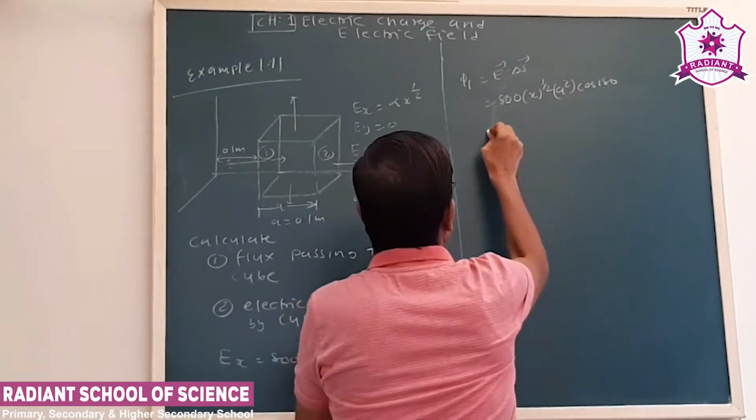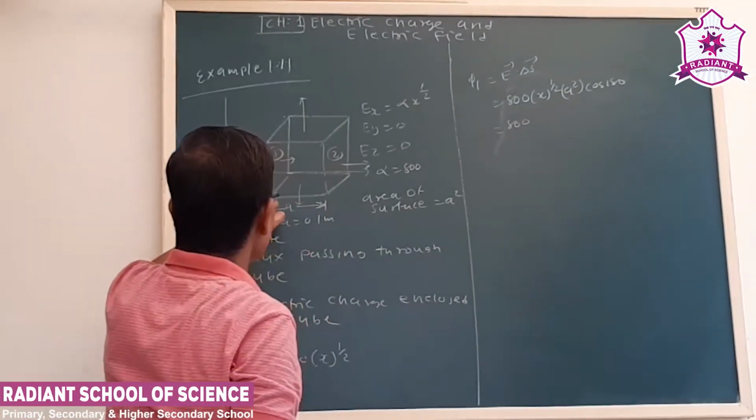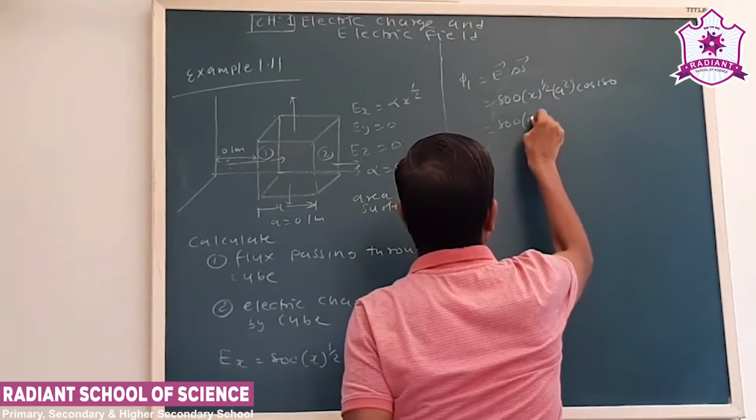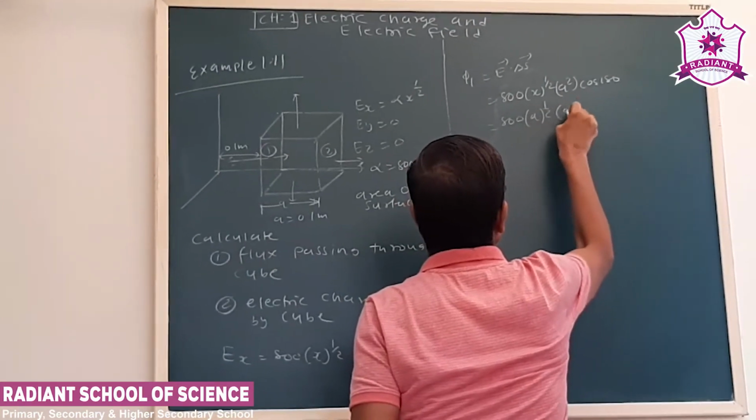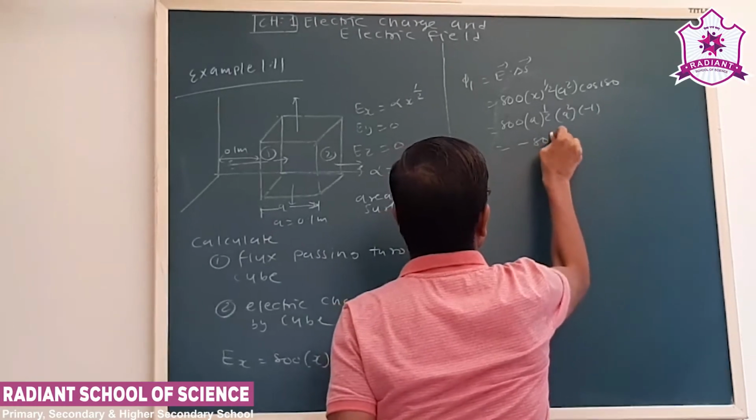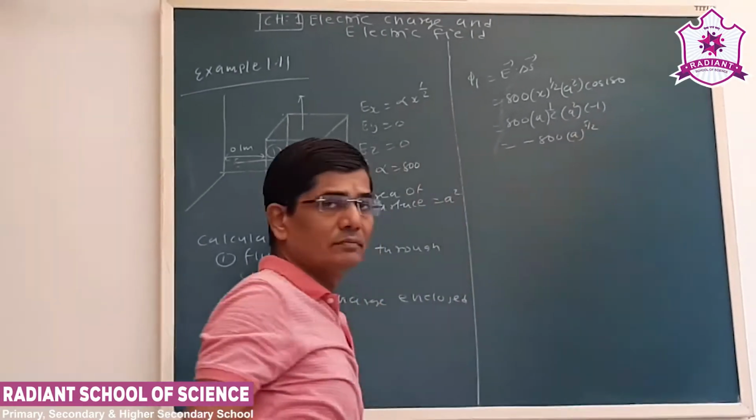Okay, so that will make 800. Now see, distance x from the origin also is a. Now a raised to 5 by 2. Okay.